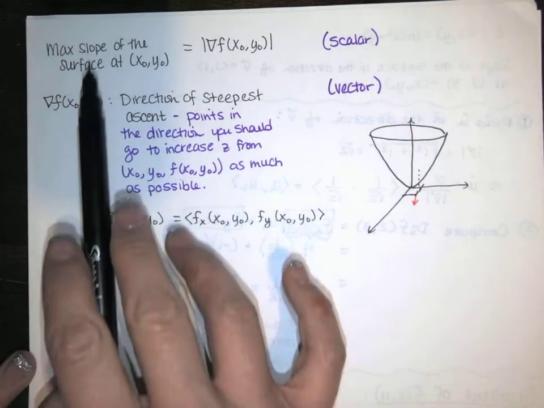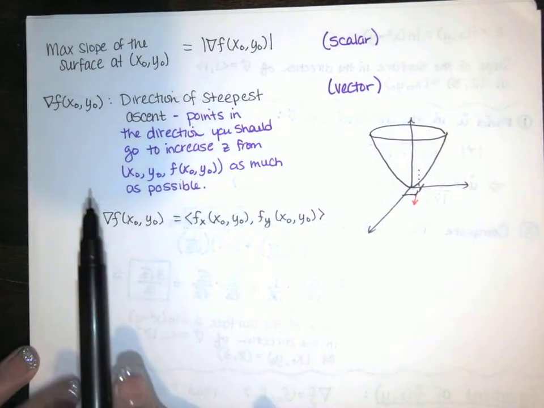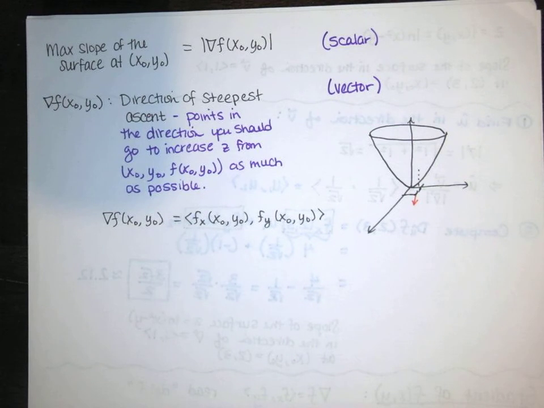Now let's say you want to minimize the slope of the surface. And when I say minimizing the slope, I mean the minimum value of the slope. I know sometimes people think minimum value of the slope means no slope, no steepness at all. That's not what we're talking about. Negative slope is smaller than zero slope.